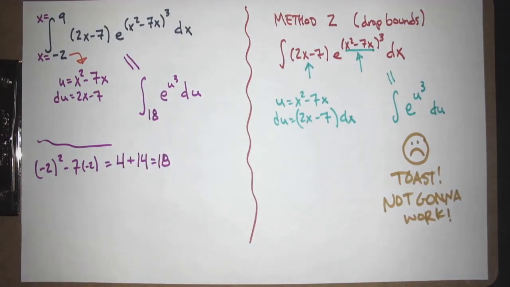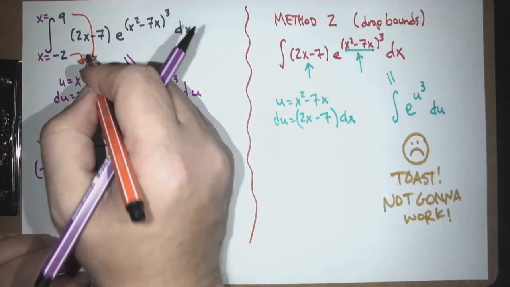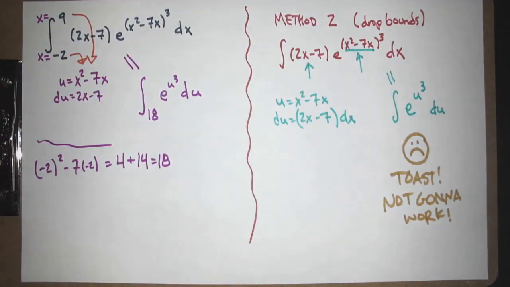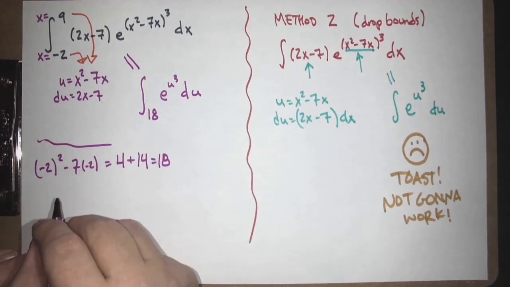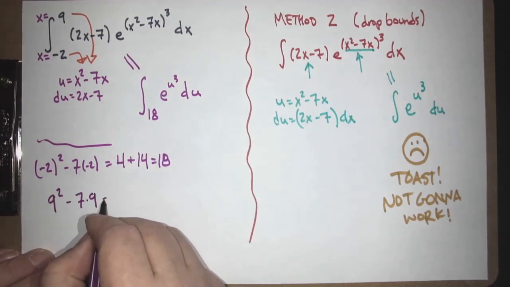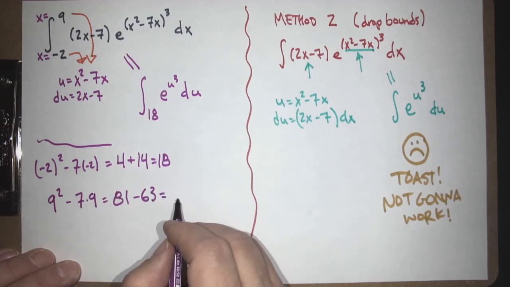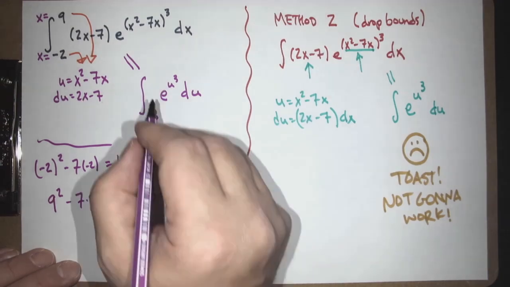Okay. Now, plug in 9. We plug 9 into the same formula because we're updating the bounds. What do we get for our upper bound? 9 squared minus 7 times 9. 81 minus 63, which is 18.